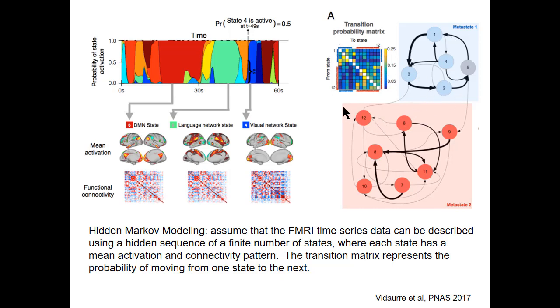And this is a very interesting study in the sense that here they have 12 different states, and they found that there were these two metastates where the brain would transition between this cluster of states or preferentially stay in this cluster of states, but once in a while make a transition between these two different states.